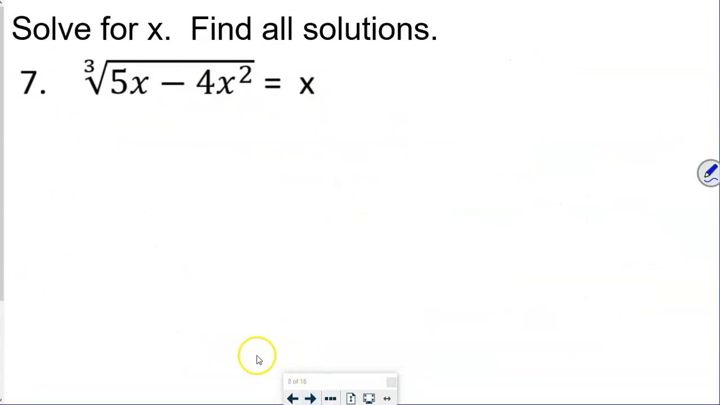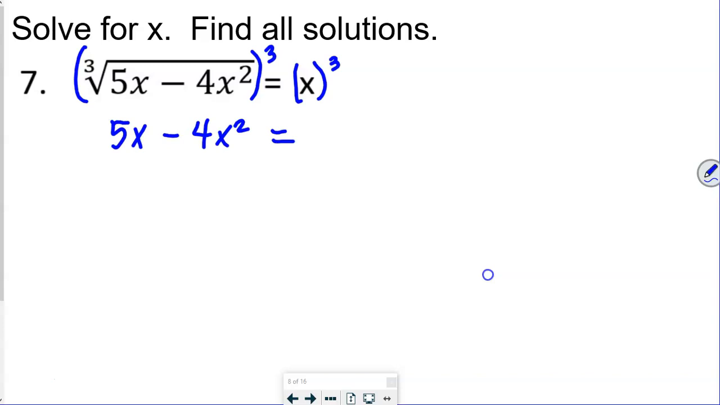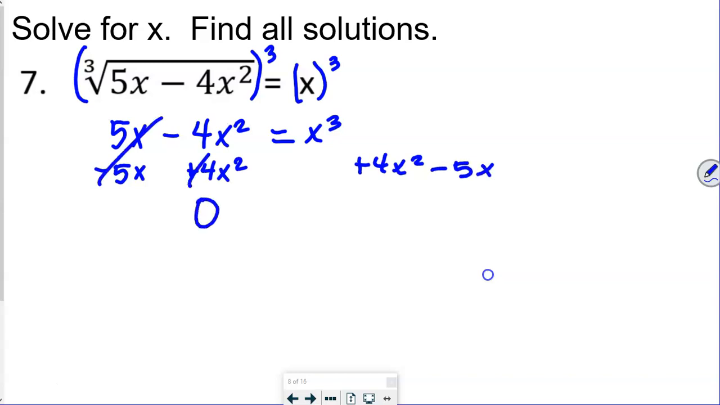All right, so our number 7, we're going to go ahead and cube both sides because we're trying to get rid of that cube root again. So that's going to give us 5x minus 4x squared is equal to x cubed. We're going to, again, move everything to one side of the equal sign. So we're going to subtract that 5x and add the 4x squared. So plus 4x squared over here and minus 5x. So that gives us 0 over here because those cancel each other out. And we get x cubed plus 4x squared minus 5x.